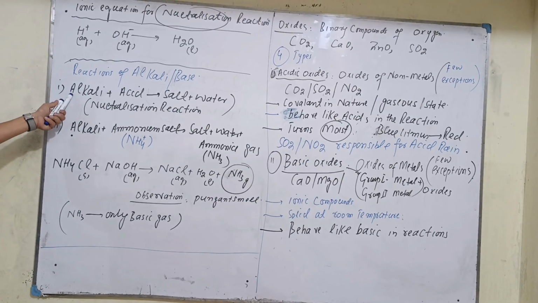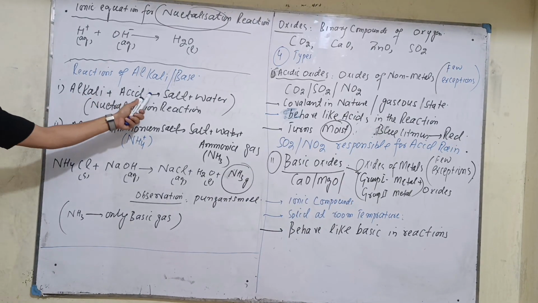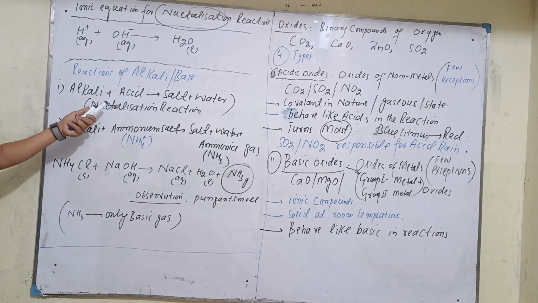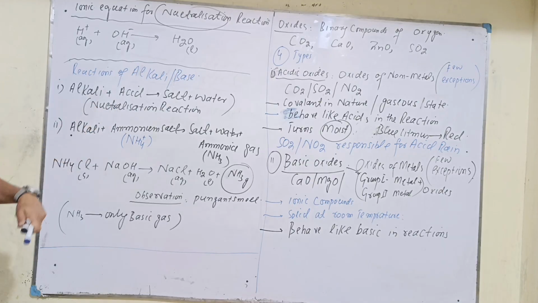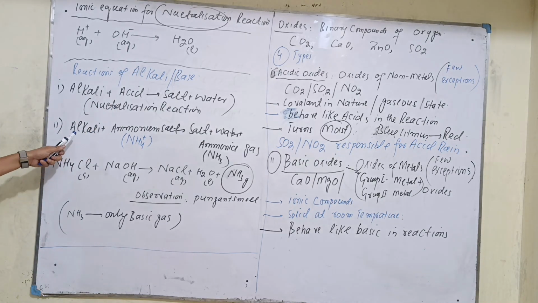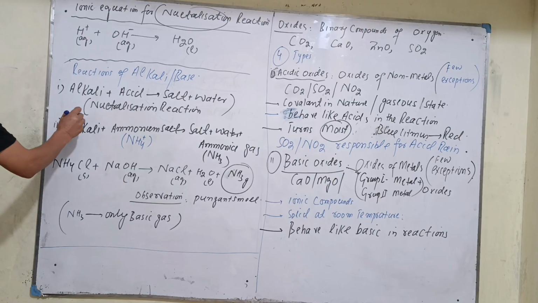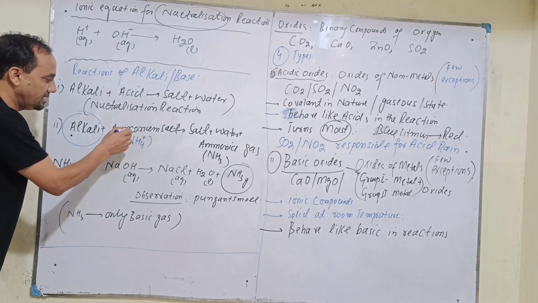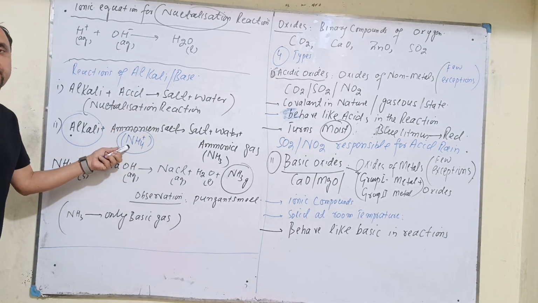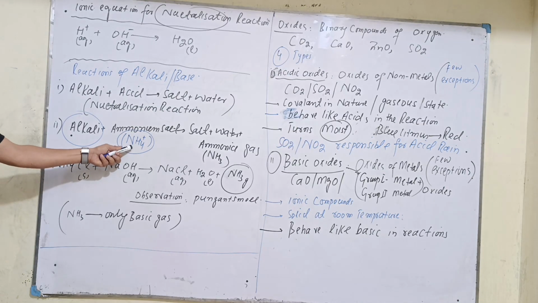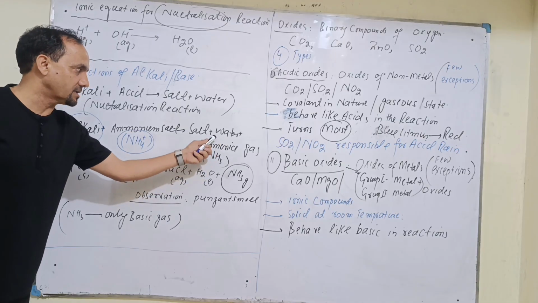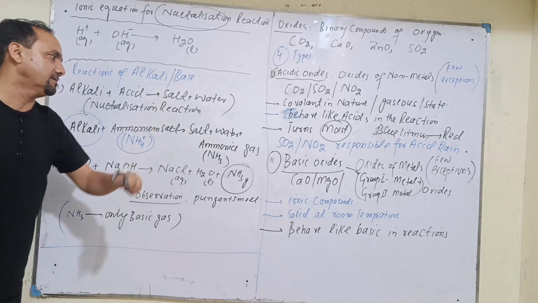Now the reactions of alkalis or bases. The common reaction between alkali and acid is that they will form salt and water, and this reaction is called neutralization reaction. We have already discussed some examples of this reaction. The second reaction focuses on when alkalis, meaning water soluble bases, react with ammonium salt. Now what are ammonium salts? Any salt containing ammonium ion, all those salts are called ammonium salts. So when ammonium salt reacts with alkalis, they will form salt and water and ammonia gas.